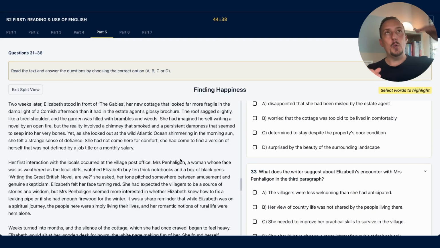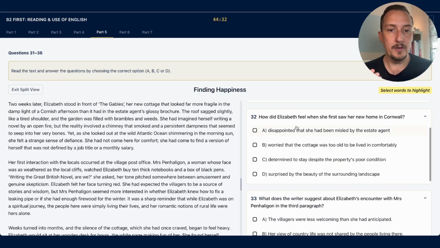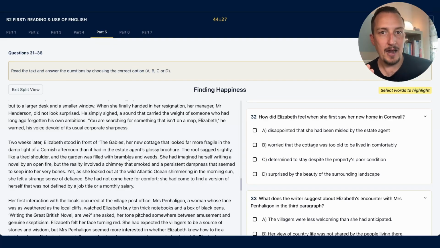And because we know that the order of the questions follows the order of the text, we know that question 2, or number 32 here, is in the second paragraph. So we don't need to read through the whole text to find the answers. We just need to use the questions to help us find where we need to look, and then read the relevant parts of it.